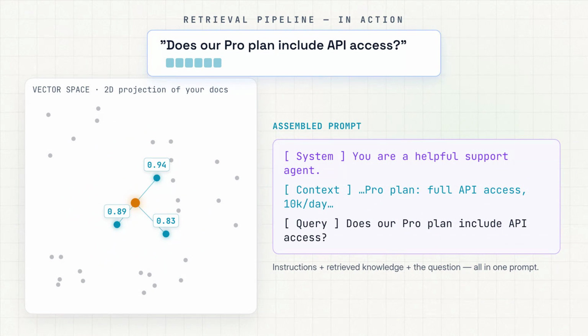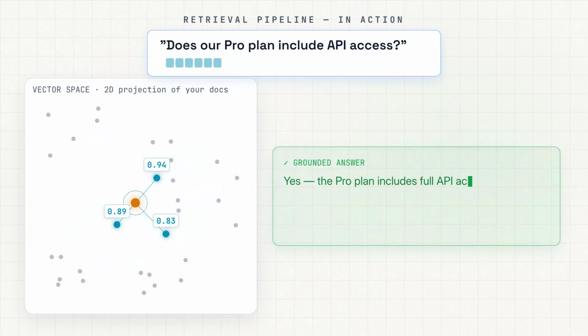Those winners slide into the prompt. System instructions up top, the retrieved context, then the user's question. And the model answers pulling the exact details straight from the docs. Specific, sourced, zero guessing. That right there is retrieval earning its keep.